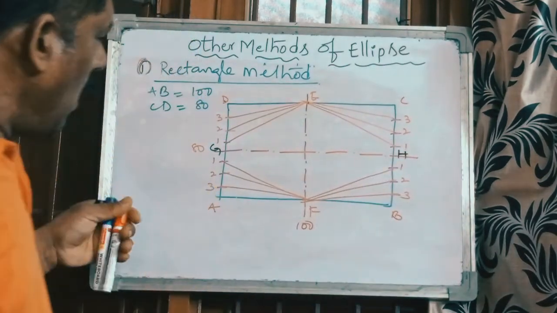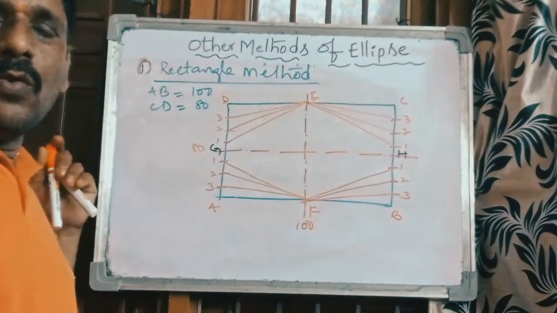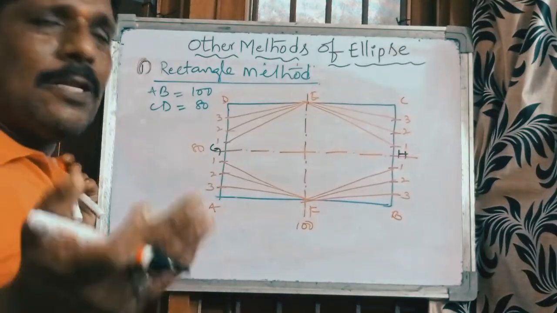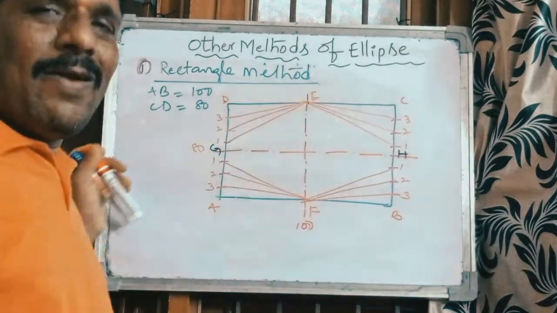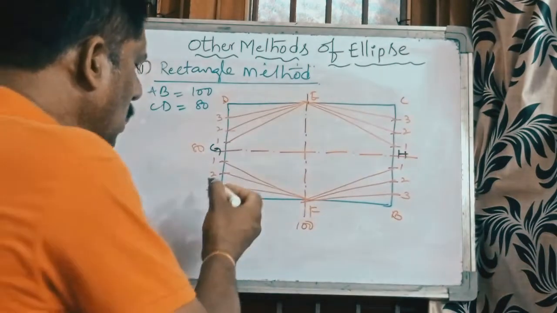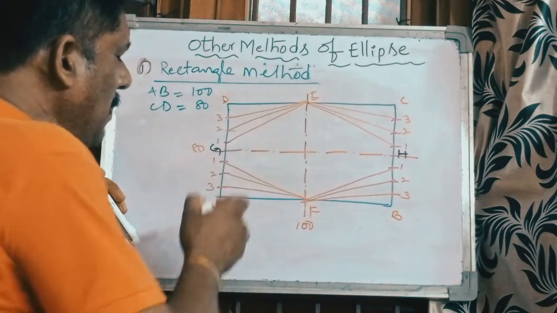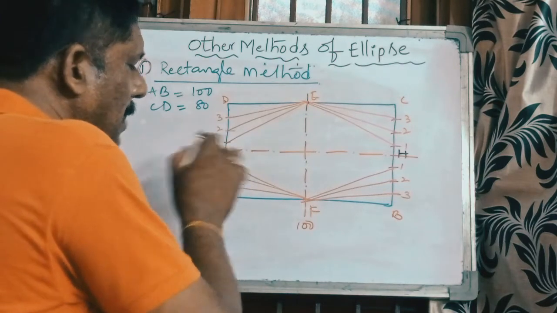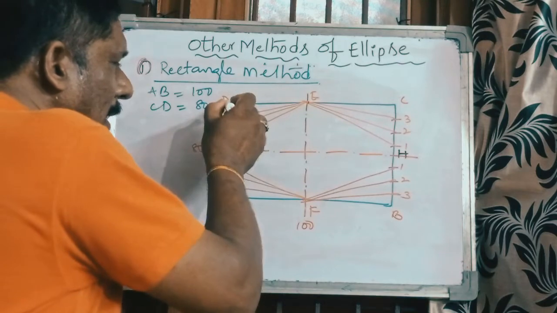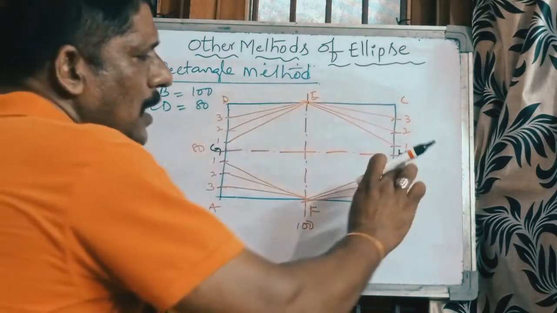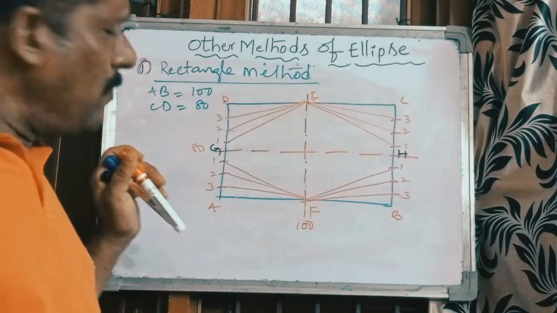Now divide A to H into an equal number of parts. You can go for 4 parts or 5 parts as you wish. I am dividing it into 4 equal parts. You can divide directly or indirectly also. Whatever the distance is, A to G is 40 mm, so 10 mm, 10 mm, 10 mm, 10 mm gives 40 mm. From here, G to D also has 4 equal parts. In the same manner, this side is also divided into equal parts.